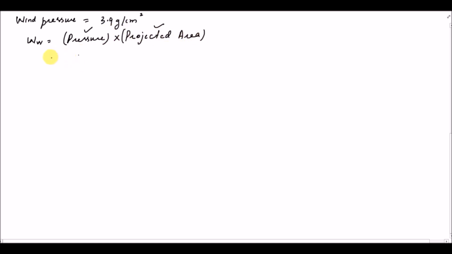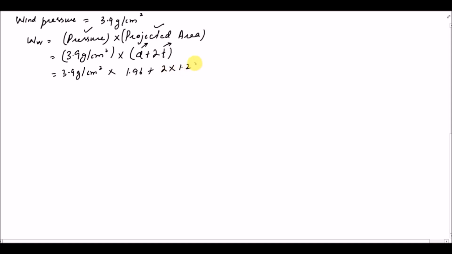Now the pressure value is 3.9 gram per centimeter square, and the formula for the projected area is d plus 2t. So d is the diameter of the conductor and t is the ice loading thickness. So it will become 3.9 gram per centimeter square into 1.96 plus 2 into 1.27 centimeter. So the final value will be 17.55 gram per centimeter. So this is the weight introduced by the wind pressure.